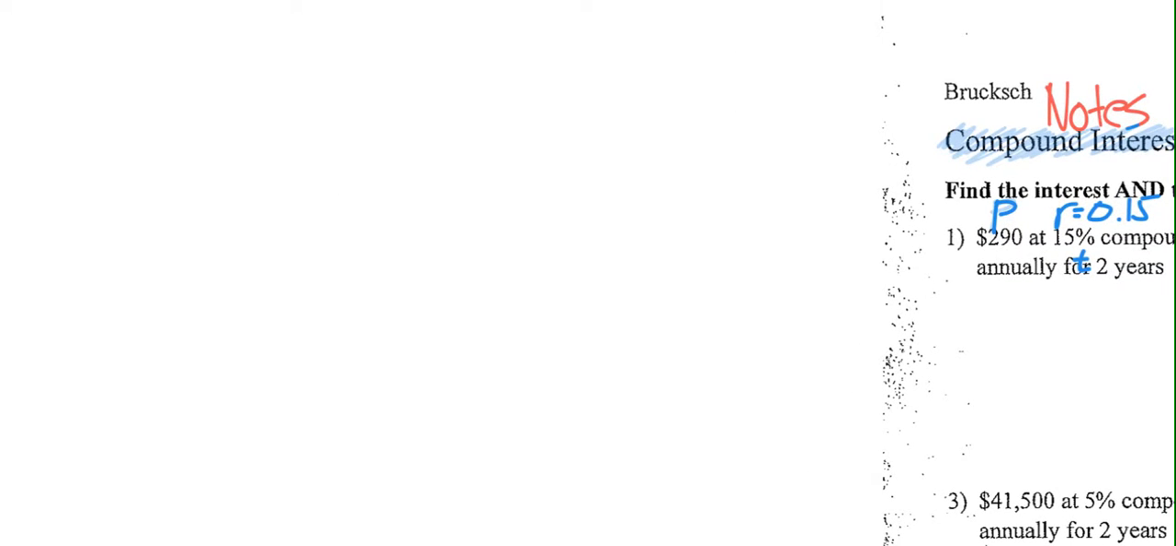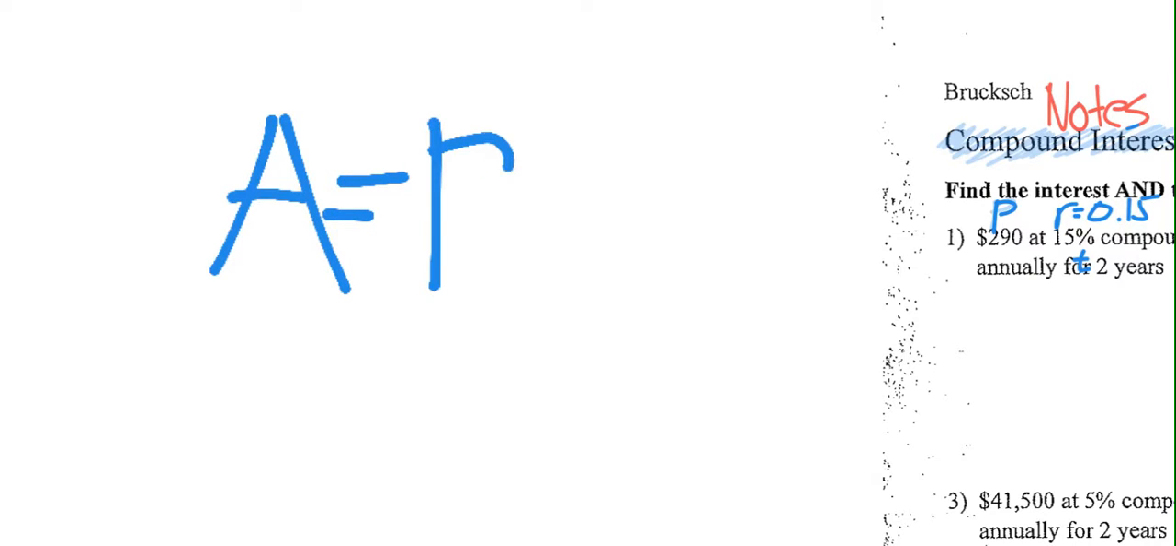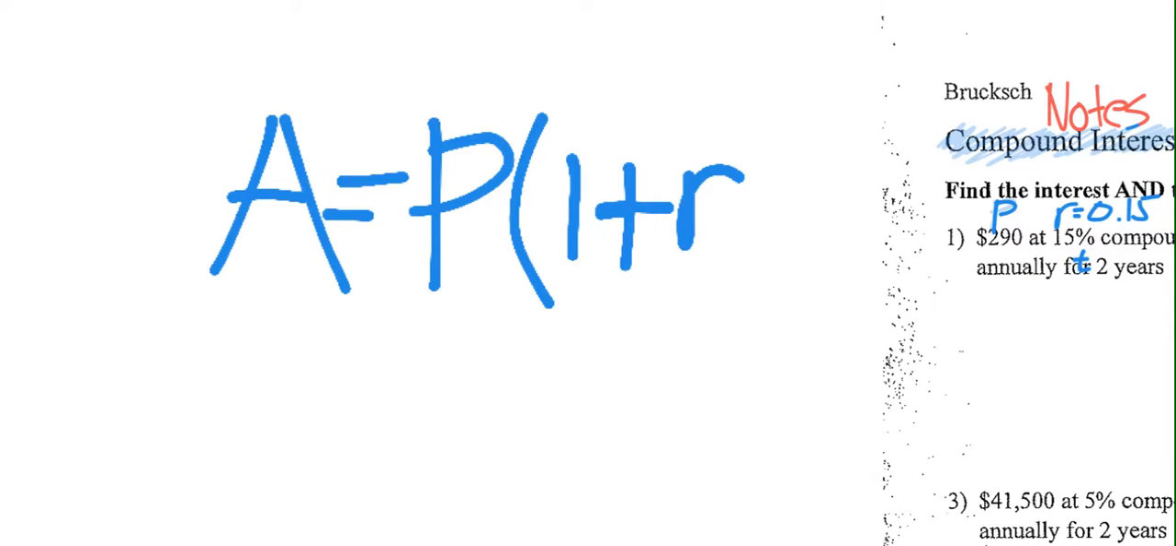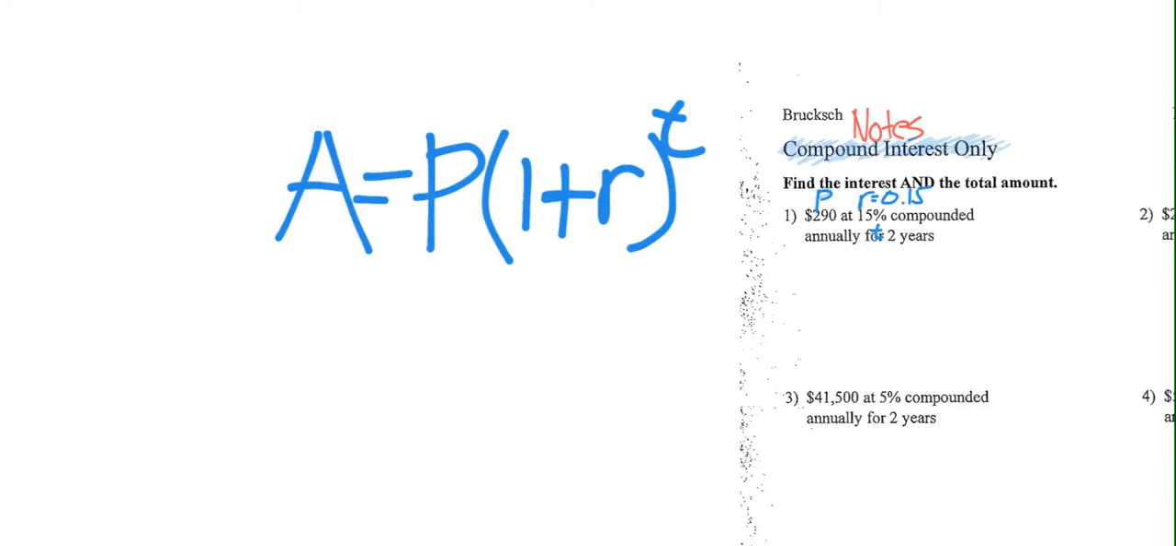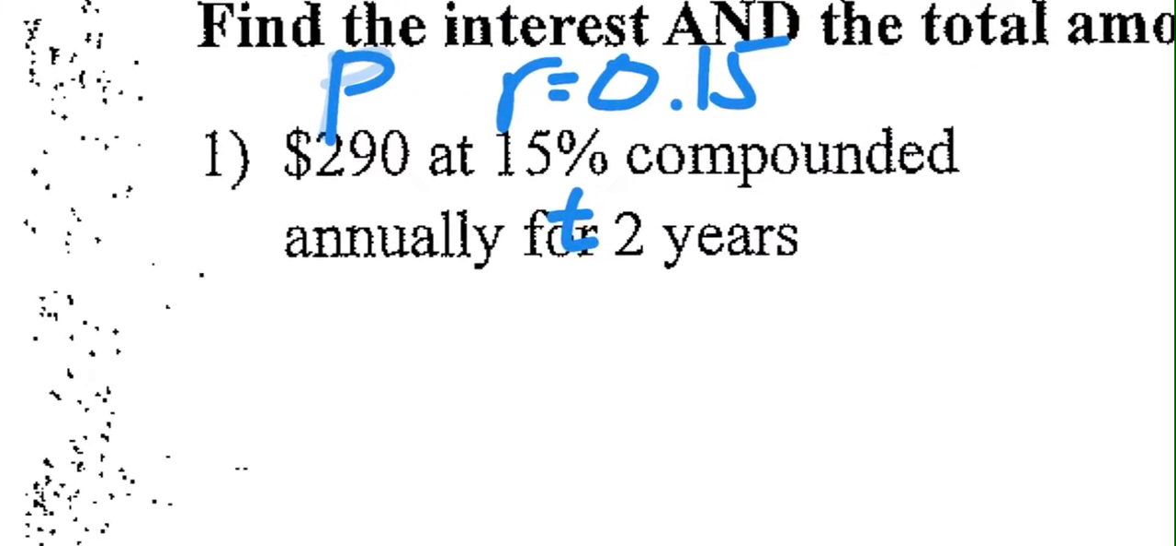The formula for all of these is the total amount of the loan is equal to the principal times 1 plus the rate, that's a decimal, to the power of time, for whoever got to hear me say that stupid line. Anyway, so I'm going to start plugging those into that exact formula.